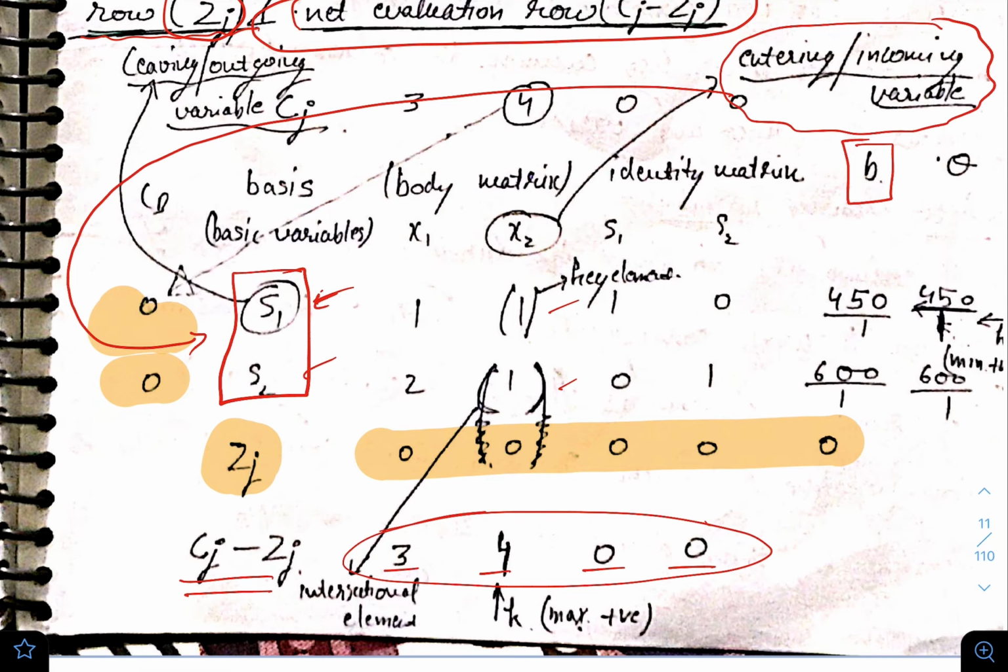Now, what were the key elements here? Here 1 is the key element. Here also 1 is the key element. We will divide 450 by 1 and 600 by 1. Okay. Now here we selected the maximum positive, but here we will select the minimum positive. So what is the minimum positive? 450 or 600? 450. So now I know that 450 is minimum. So I will know that S1 will leave from here and X2 will enter here. So in my next iteration, S1 will be replaced by X2.